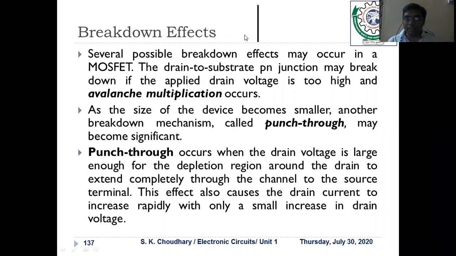When you increase the drain voltage in these small MOSFETs, this depletion region extends through the channel to the source terminal, and this causes the drain current to increase as we increase the drain voltage. As the area of the depletion region increases, a very small change in the drain voltage results in a very high change in the drain current. This is called the punch through.